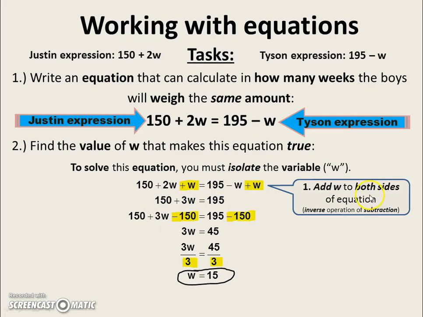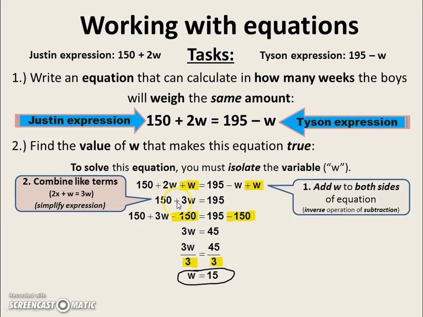So we're adding W to both sides because we want to use the inverse operation. Remember, inverse operation means if we're adding, we want to subtract. Okay, so that's what we're doing there. So we add W to both sides, and what happens? We end up with 150 plus 3W equals 195.